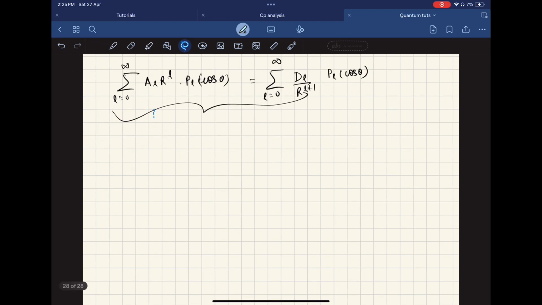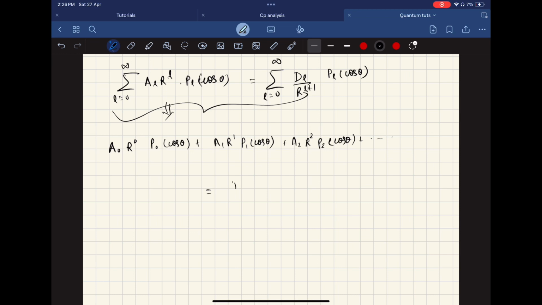Now write this by opening sigma. So this is a0 r to the power 0 p0 cos theta plus a1 r to the power 1 p1 cos theta. Similarly, a2 r to the power 2 p2 cos theta, it goes on, equals d0 over r to the power 1 p0 cos theta plus d1 over r to the power 2 p1 cos theta, and similarly it goes on.